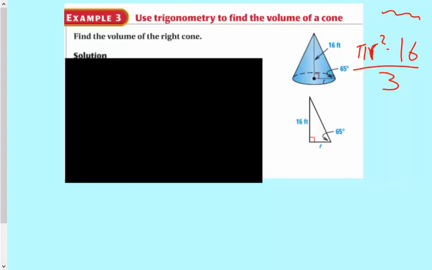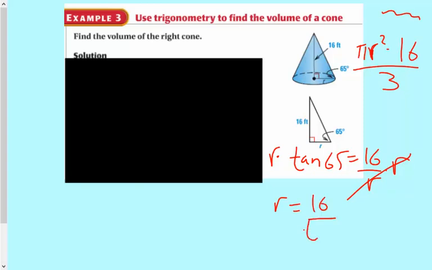I need to find r, and I'm going to use trigonometry to do that. So I have the opposite side, and I'm looking for the adjacent, so that'd be tangent. So tan 65 equals 16 over r. I'm going to multiply both sides by r because r is in the denominator and I cannot have that. And then I'm going to divide by the tangent of 65.